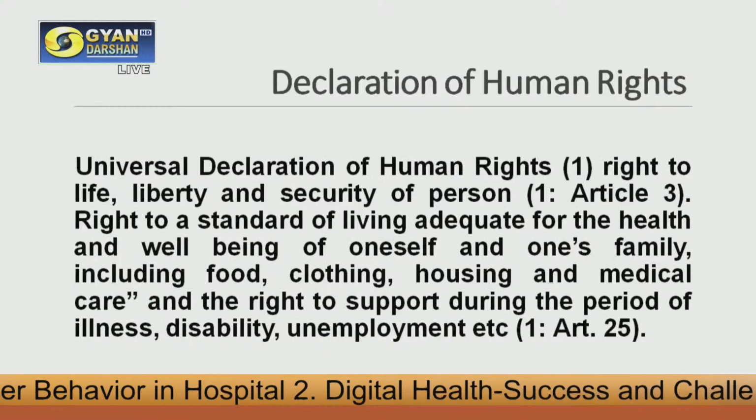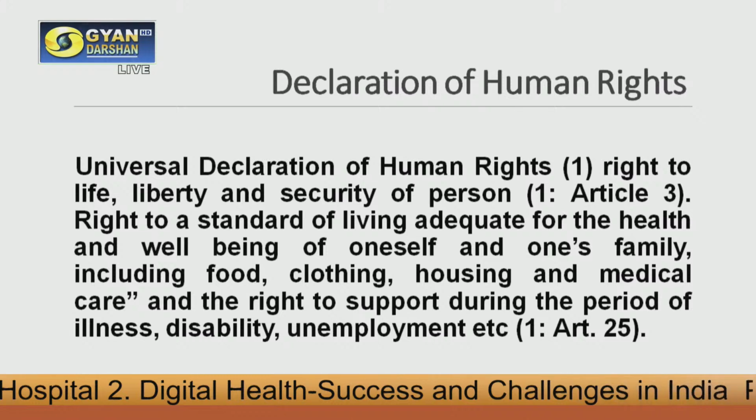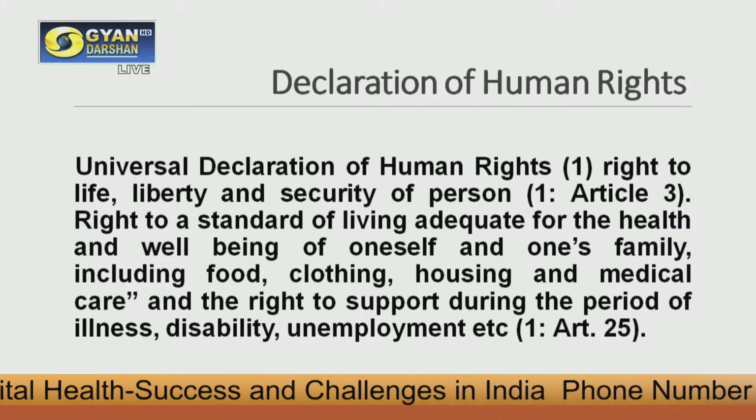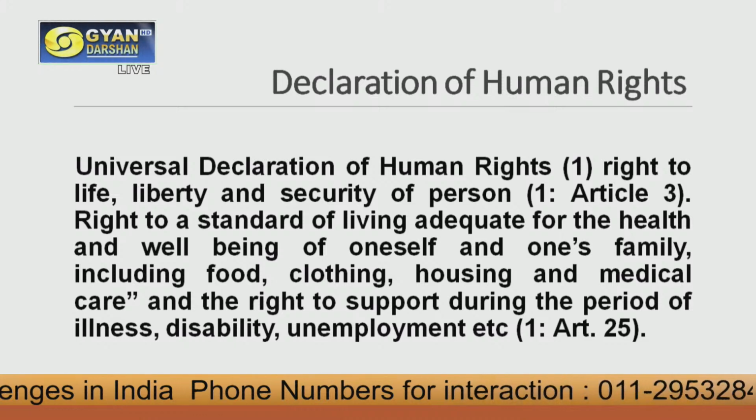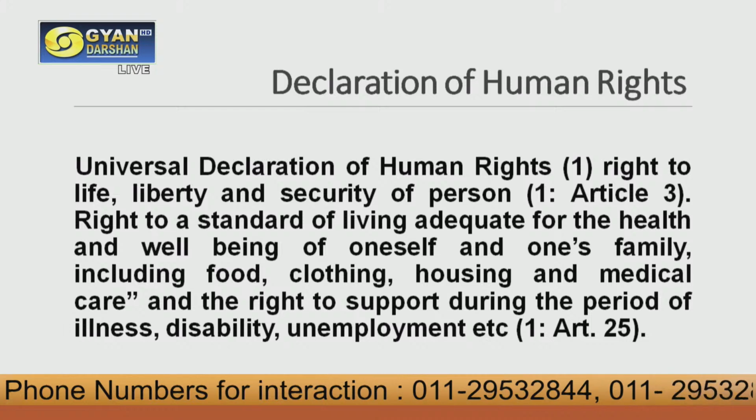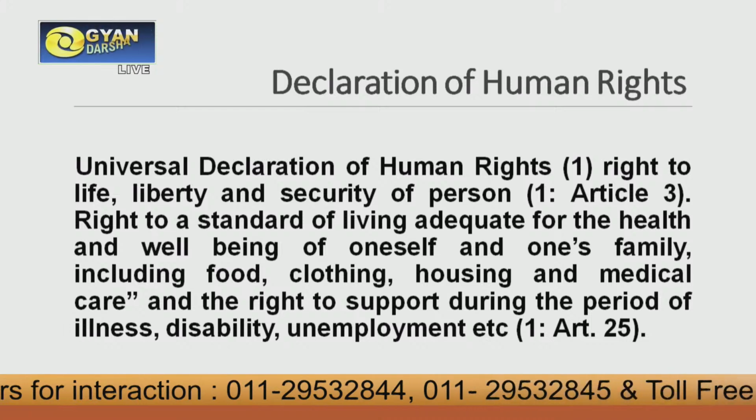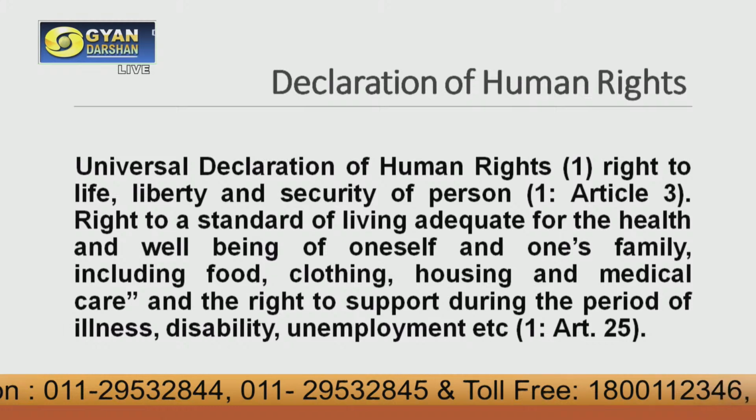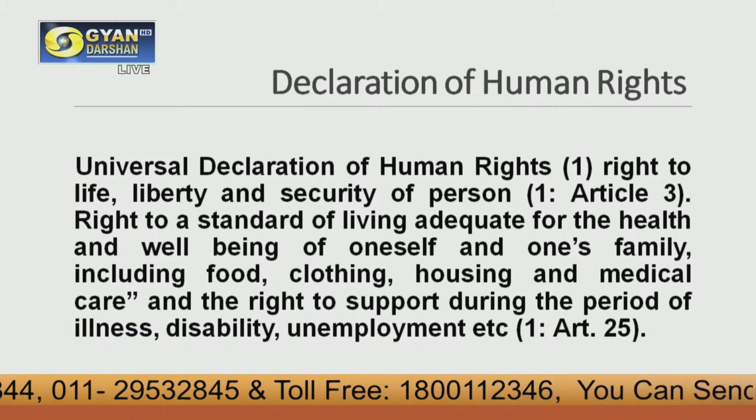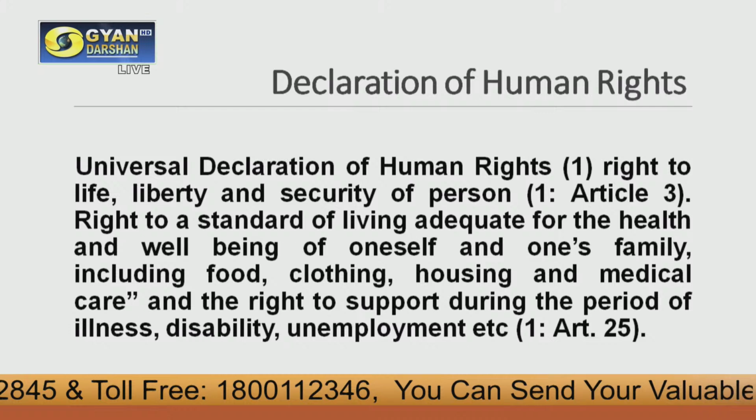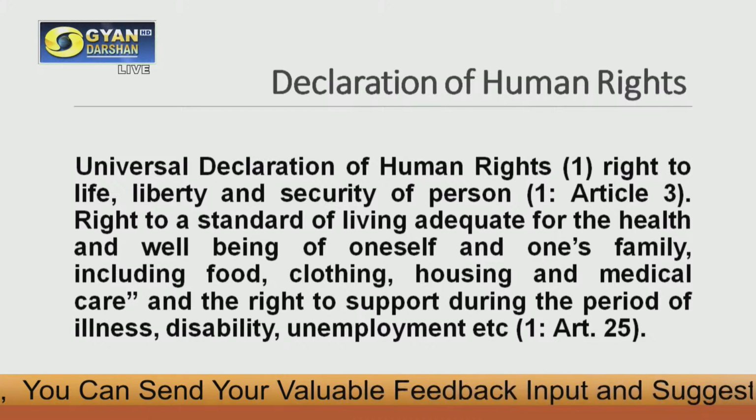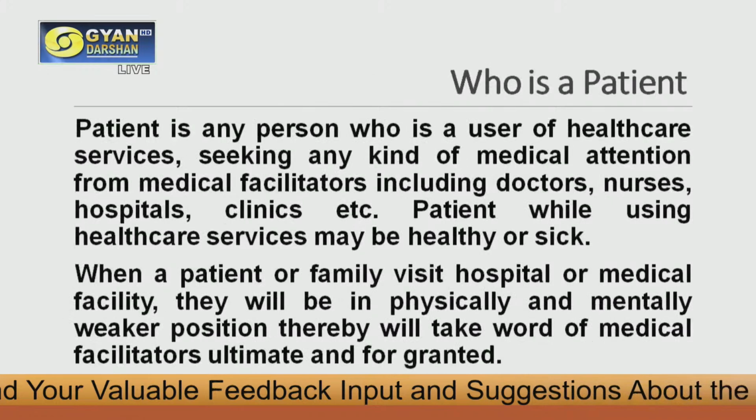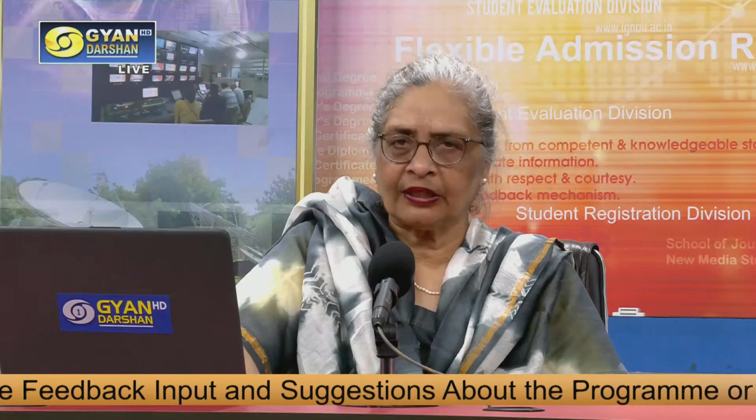Declaration of Human Rights. As we know, the Universal Declaration of Human Rights, that is right to life, liberty, security of person, right to a standard of living adequate for the health and well-being of oneself and the family, includes the food, clothing, housing, medical care, and right to support during the period of illness, disability and employment. These are human rights which are being declared and they are applicable all over the world.